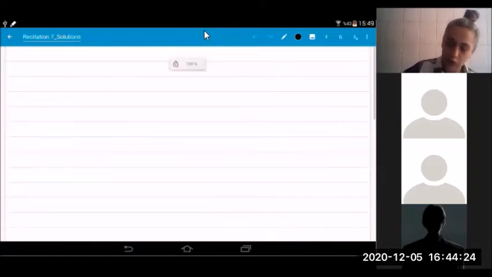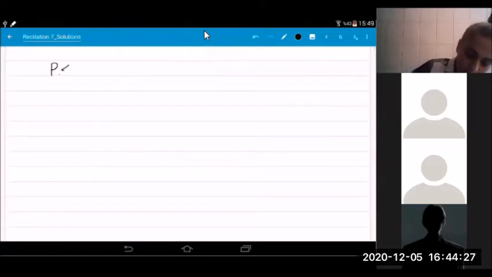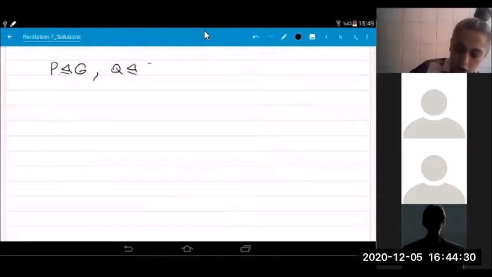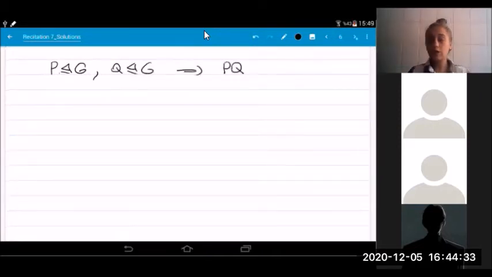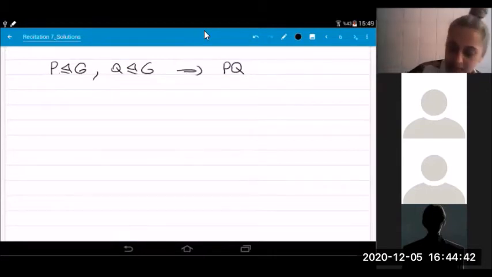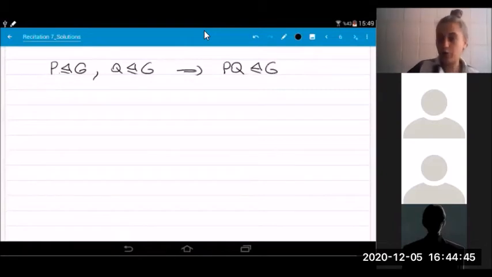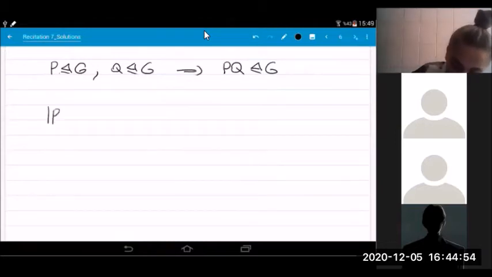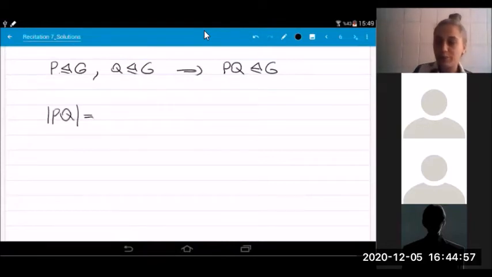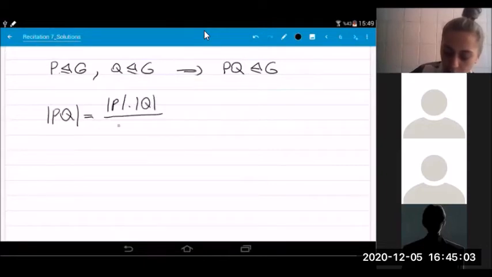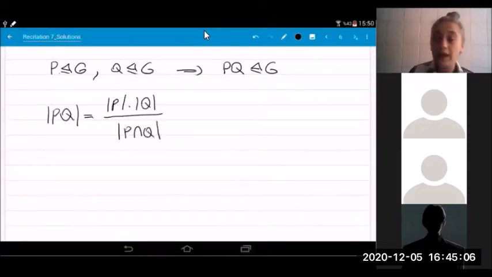Now we have two normal subgroups, right? P is normal in G, Q is normal in G. So what can you say about the set PQ? Is it a subgroup of G? Yes, it is a subgroup, actually a normal subgroup of G, since both of them are normal. So what can you say about the order? You know the formula for the order of the product: the order of P times the order of Q over the order of the intersection of P and Q.